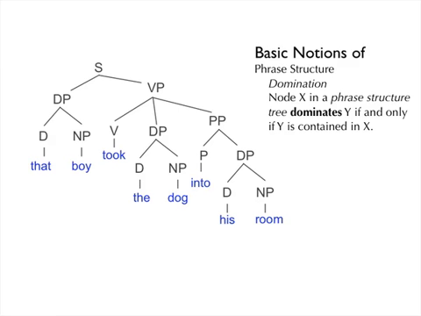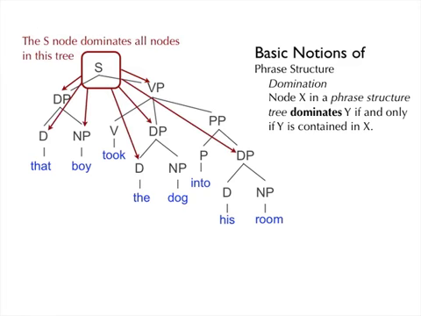So any node x in a phrase structure tree dominates y if and only if y is contained in x. So here's a node, here's a tree. What does S dominate? Well, everything, right? It dominates the DP and the VP because those are contained within it. So a node is going to define a domain in which there are things inside of it. And anything inside of it is dominated by it. So all of those nodes are going to be dominated by S, right?